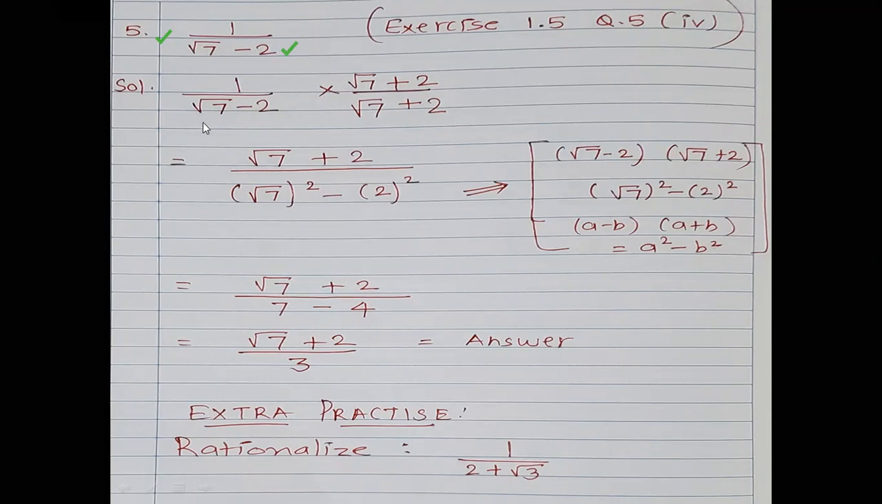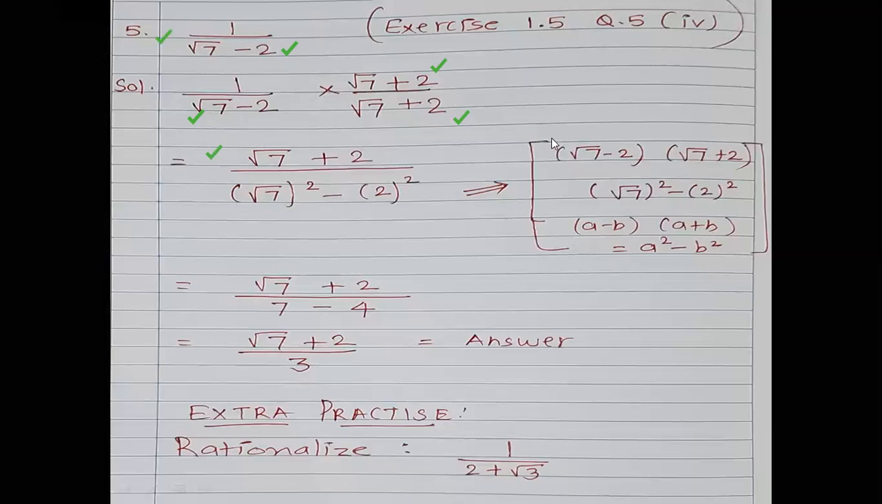So what we'll do in the next step is multiply the numerator and the denominator with the numbers that are present in the denominator of the original question, but with a change in sign. So the question had root 7 minus 2, but to get to the solution, what we'll do is multiply the numerator and the denominator again with root 7 plus 2. In the next step, you will observe that the numerator, which is 1 into root 7 plus 2, remains the same since it is multiplied with 1.